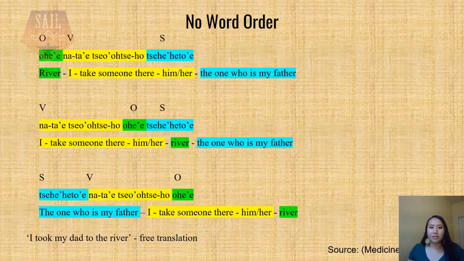Another special characteristic about Cheyenne language, interestingly enough, is that there is no word order. It can be OVS, VOS, SVO, SOV, VSO, or OSV. It can be any variation, and it seems that there is very little research or explanation of what factors are at play here.